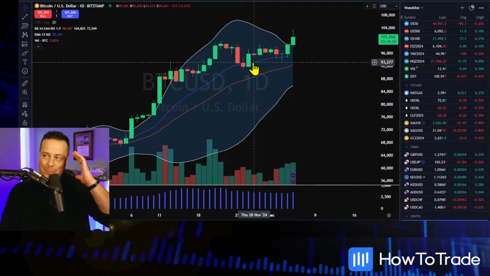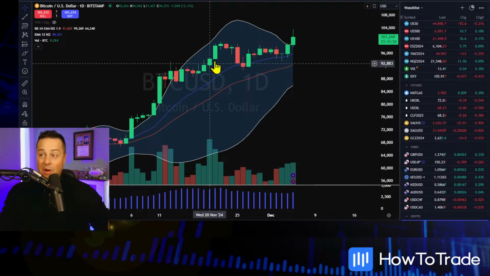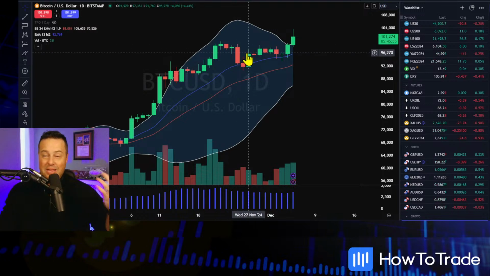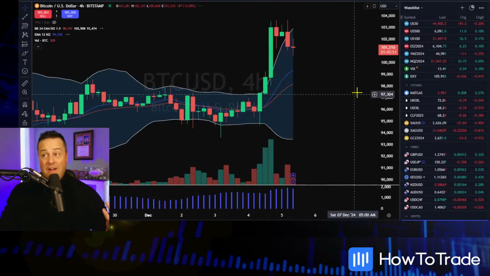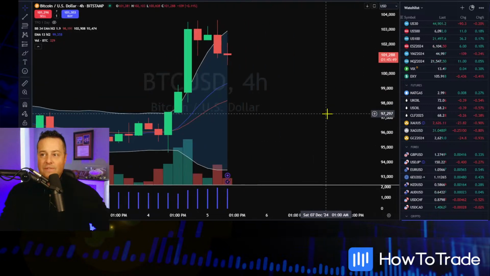100,000, what once was resistance is now support. I want to buy right down in here. I want to get the best price I can to try to get a scalp, because I think we may be able to make a quick 5%. So we go to our 4-hour. What does our 4-hour chart tell us?